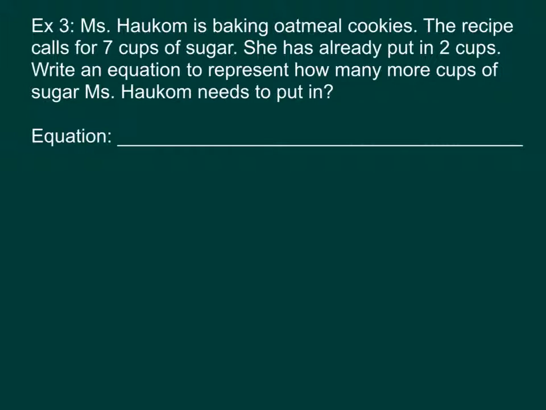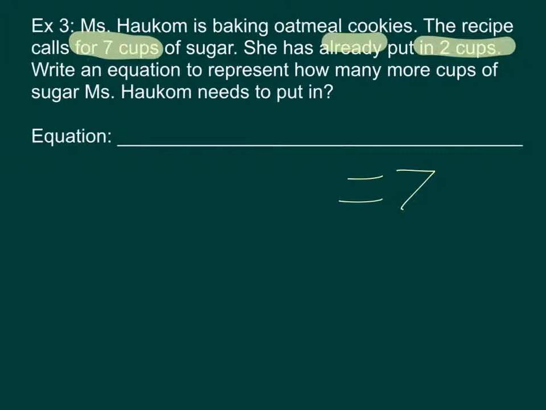Well, step 1, let's highlight our important information. Ms. Hachum's making cookies. The recipe calls for 7 cups. She's already put in 2 cups. Let's write an equation. So, we said 7 cups total, or calls for. And then she's already put in 2. So how many more cups of sugar does she need?